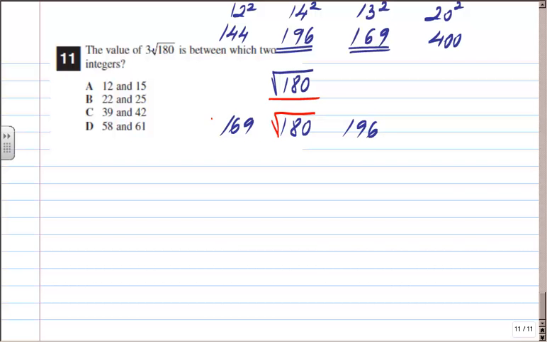Now, the problem says square root of 180, right? So I'm looking for the square root of 180, and I will compare it to the square root of 169, and to the square root of 196, because I know that 180 is greater than 169 and 180 is less than 196. When I take the square root of all these 3 numbers, the relation will still be the same. And I'm looking for the principal square root, the positive one, right?